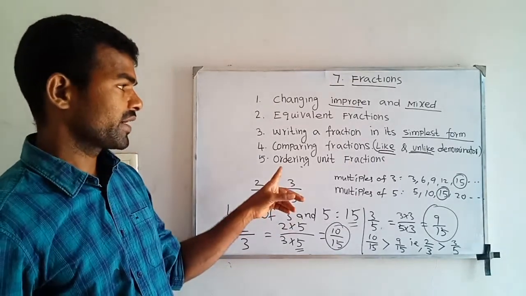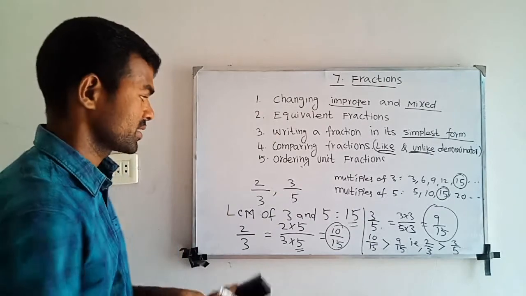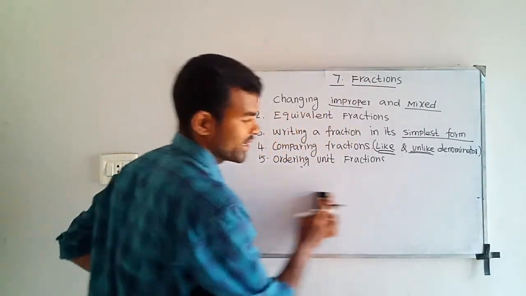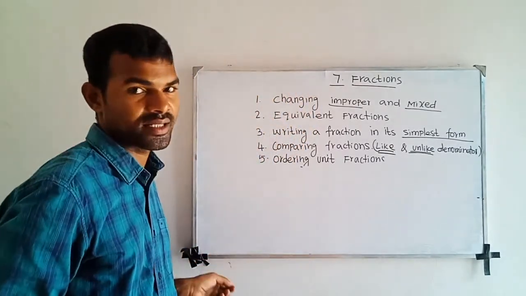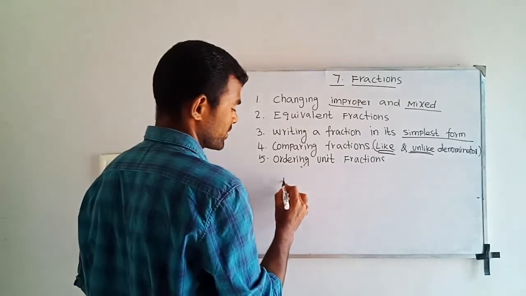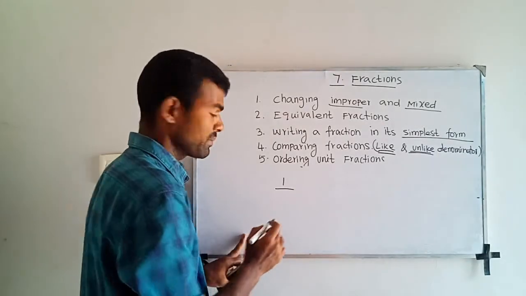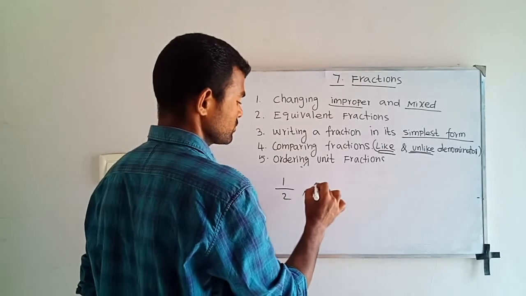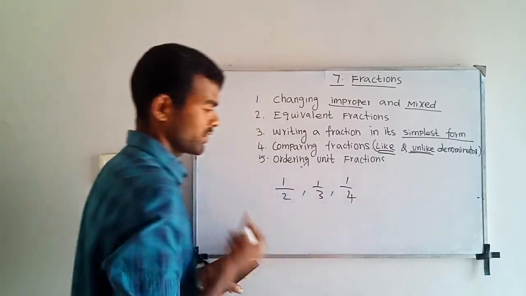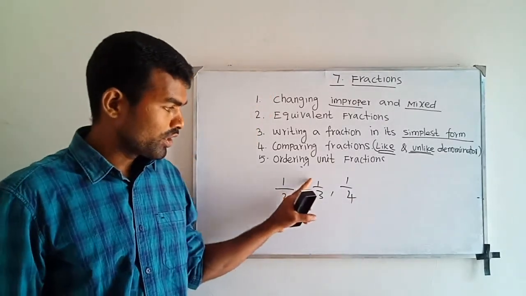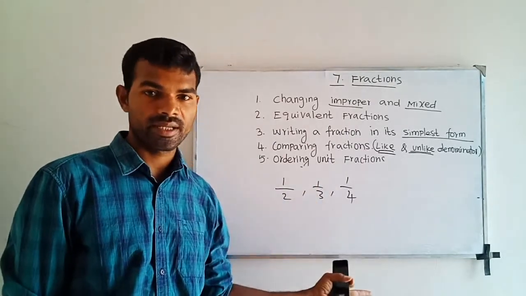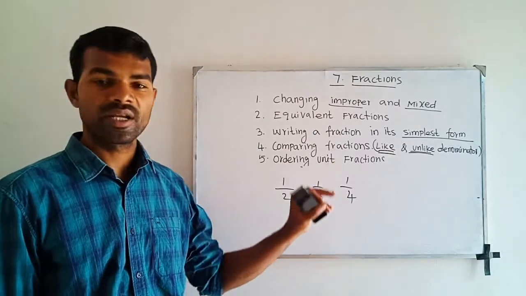And last, you are going to find out ordering unit fractions. We have studied different kinds of fractions. One kind is the unit fraction. Unit fraction means all the numerators will have the same number. See now, all the numerators are the same, but the denominators are different numbers. This is the unit fraction.